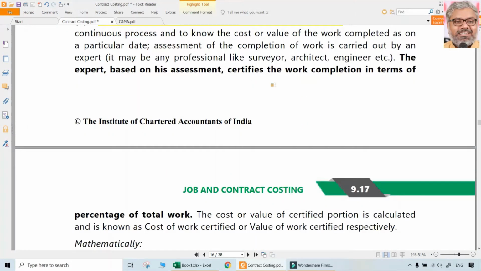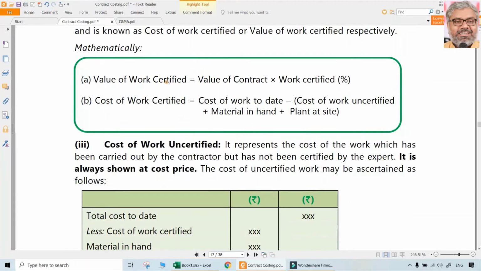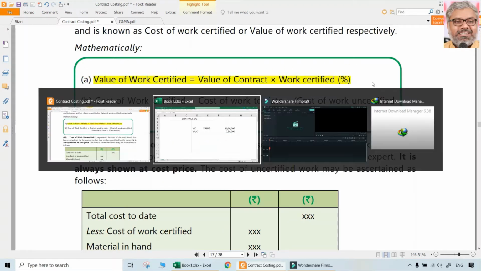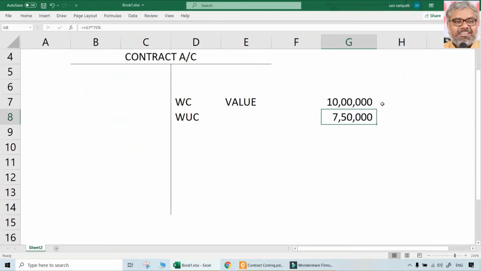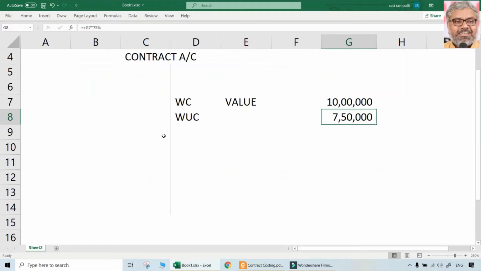Whenever the certification of work completion has happened, that is expressed as a percentage of total work. So how to get the value of the work certified? Simply value of contract into percentage of work certified, which we applied here as 75% in our example. Now, how to get cost of work certified? That is not the same.